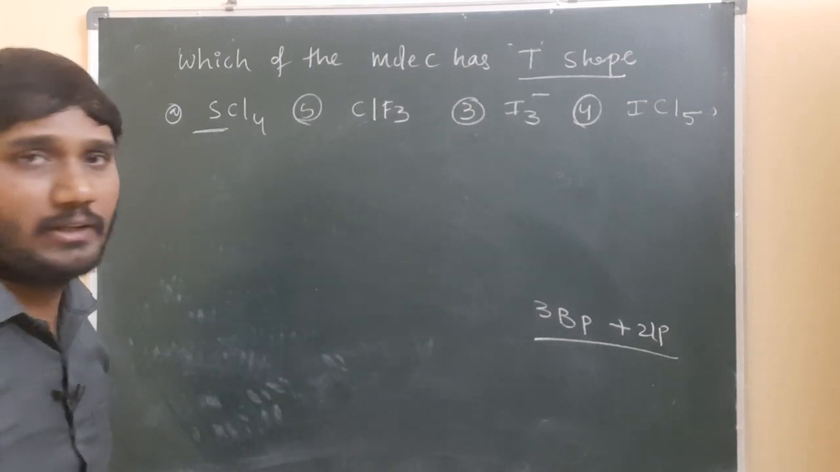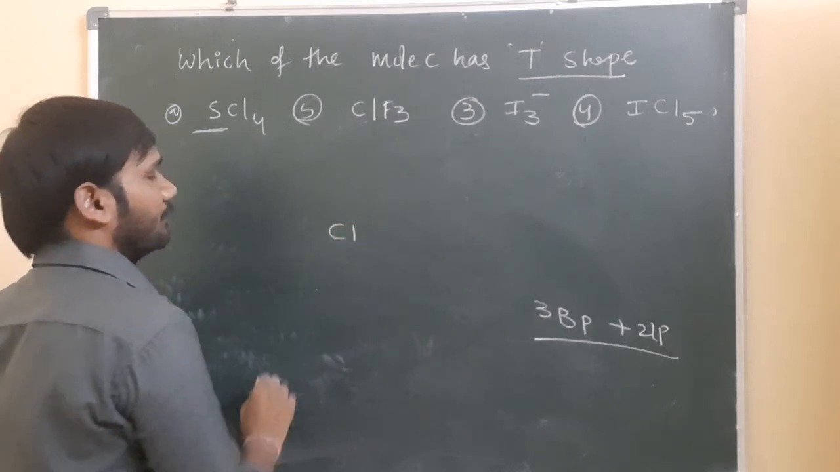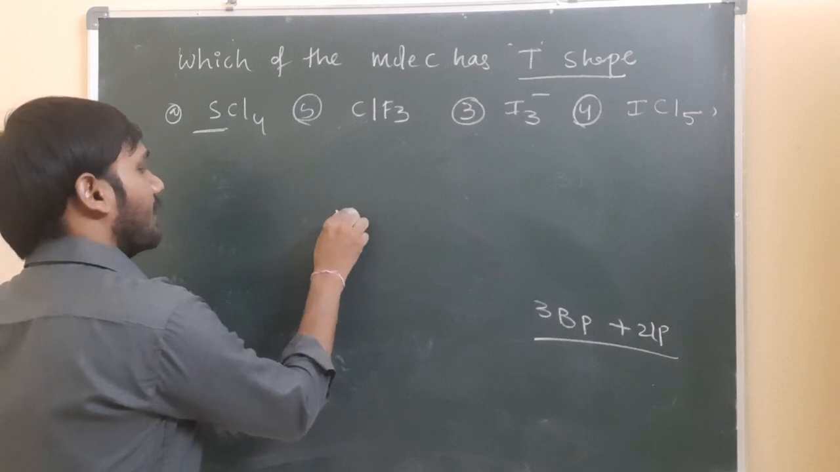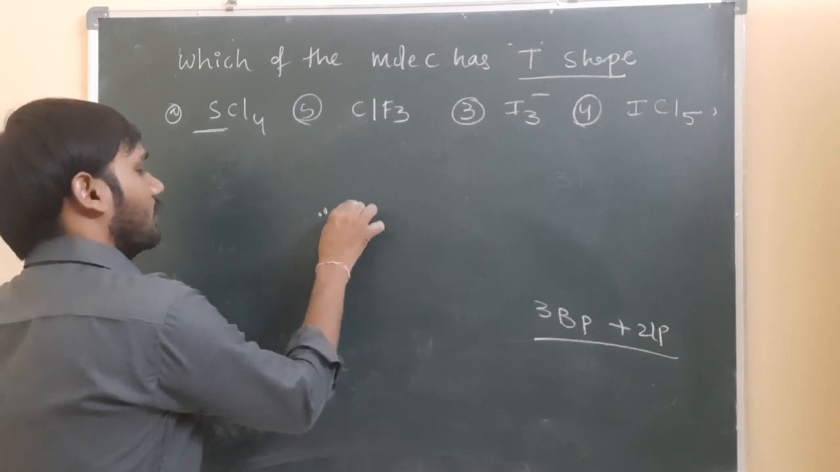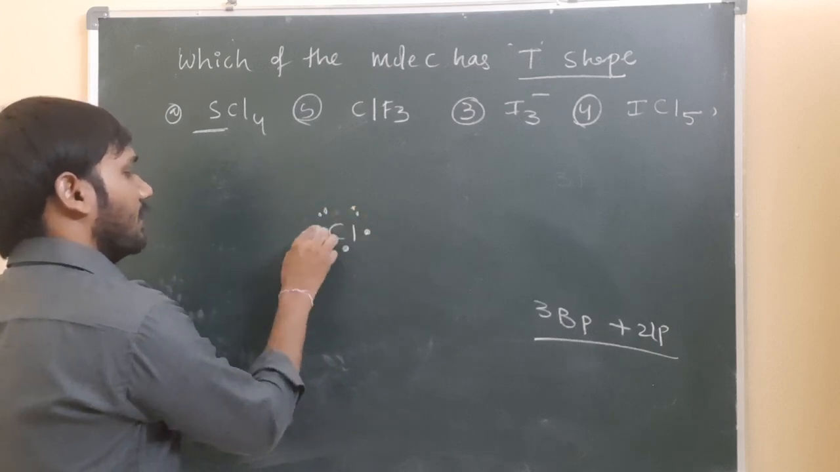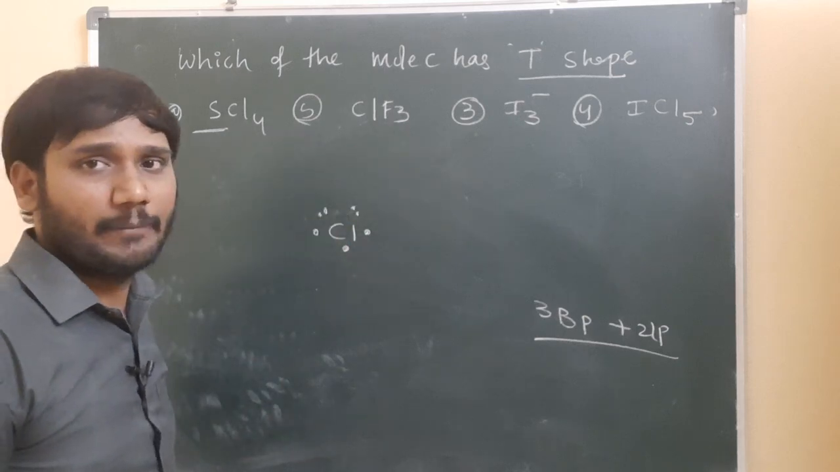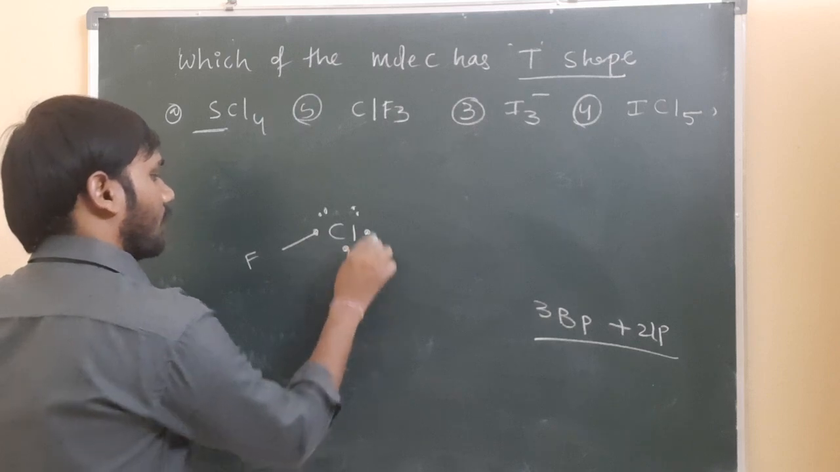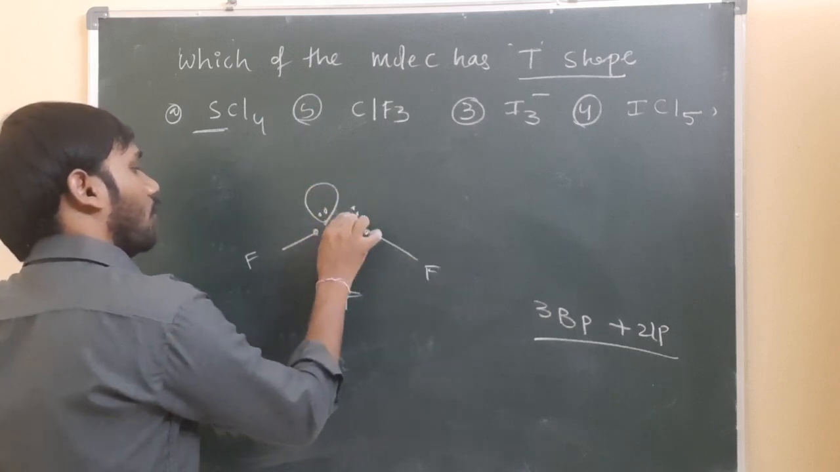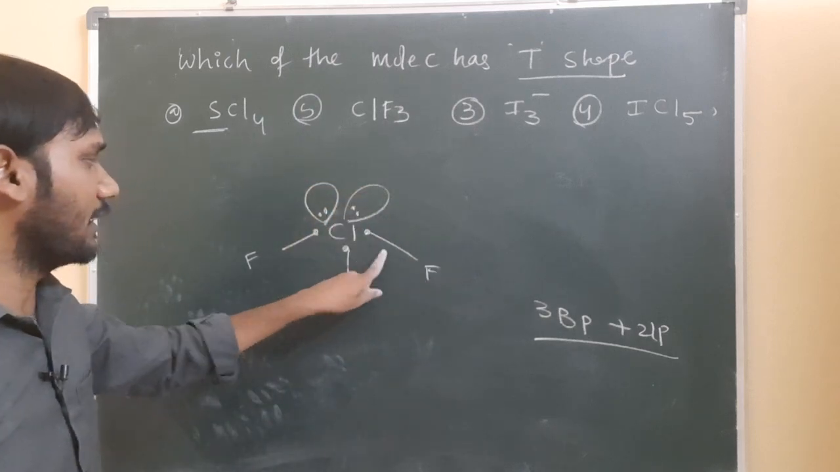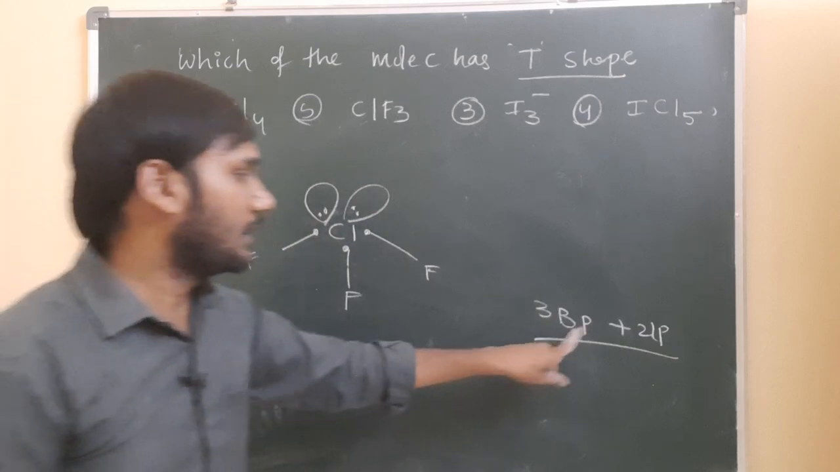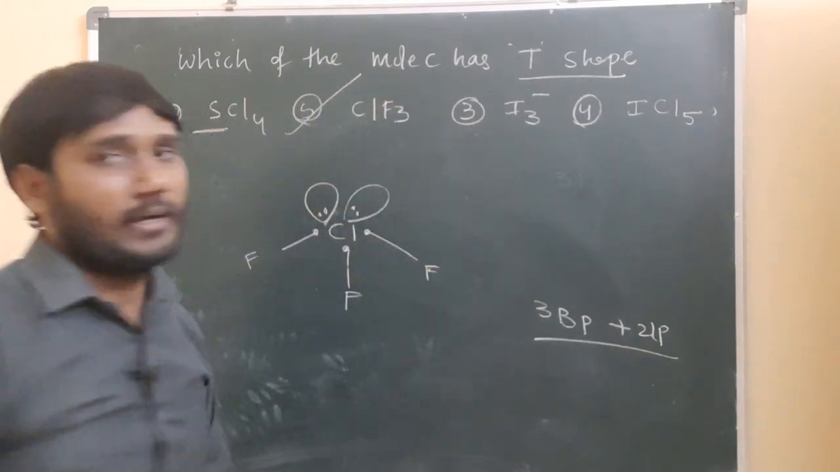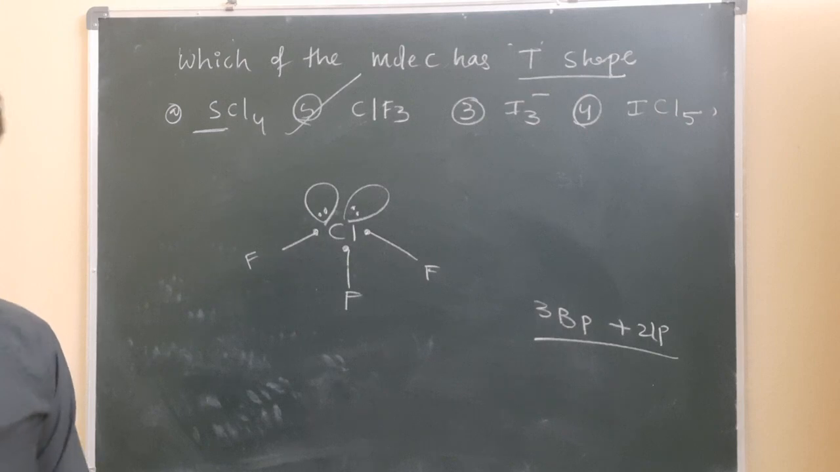So it means this is not an answer, right? Next one, ClF3, chlorine is a 7th group element. And 7th group means 7 valence electrons, 1, 2, next one 3, 4, 5, 6, 7. Fluorines how many? 3. 3 fluorines forming the 3 bonds because fluorine is a monovalent atom. Now how many lone pairs? 1 lone pair, 2 lone pairs. Then how many bond pairs? 3 bond pairs. How many lone pairs? 2 lone pairs. 3 bond pairs, 2 lone pairs, nothing but the shape of the molecule is what? T-shape. So that is your answer.